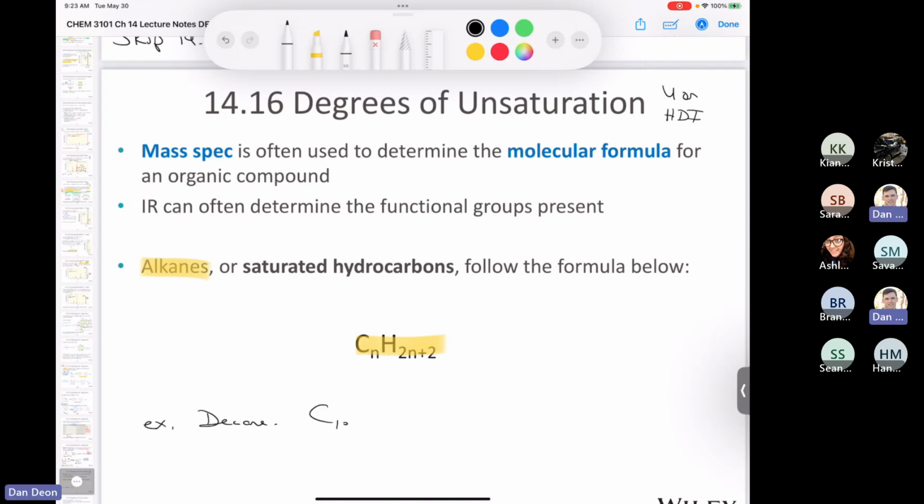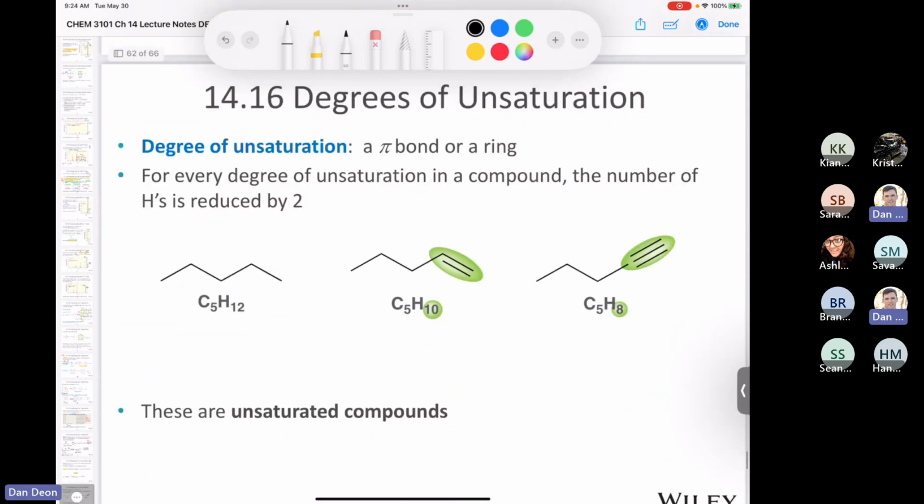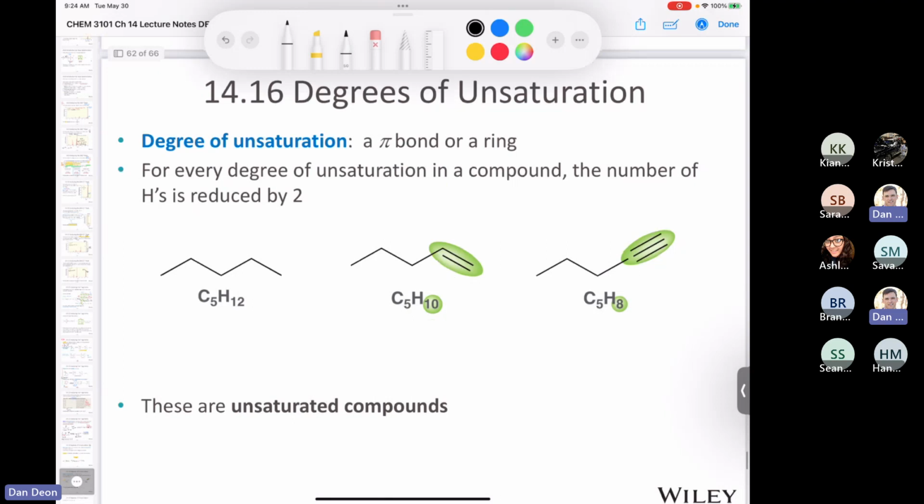So let's say, for example, you had decane, it would be C10H2n+2. So you take 2 times 10 plus 2, and that would give you C10H22. All right, nothing really new under the sun there. There we go. All right, so what's a degree of unsaturation?